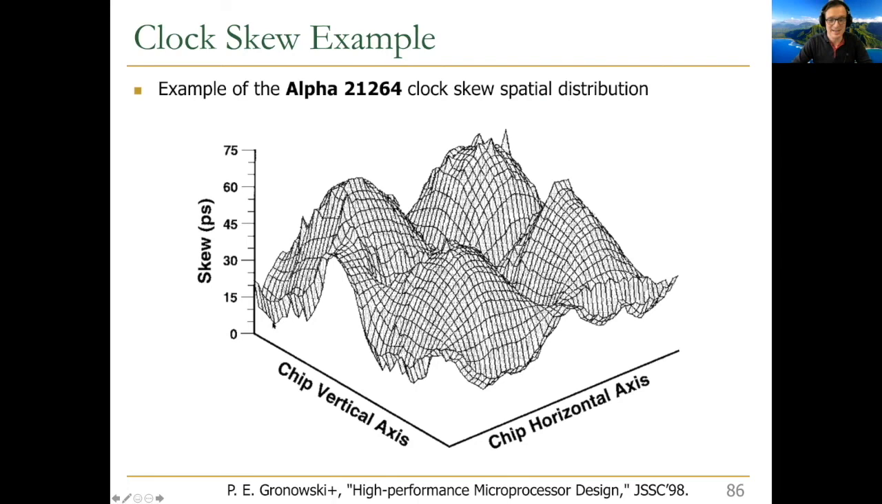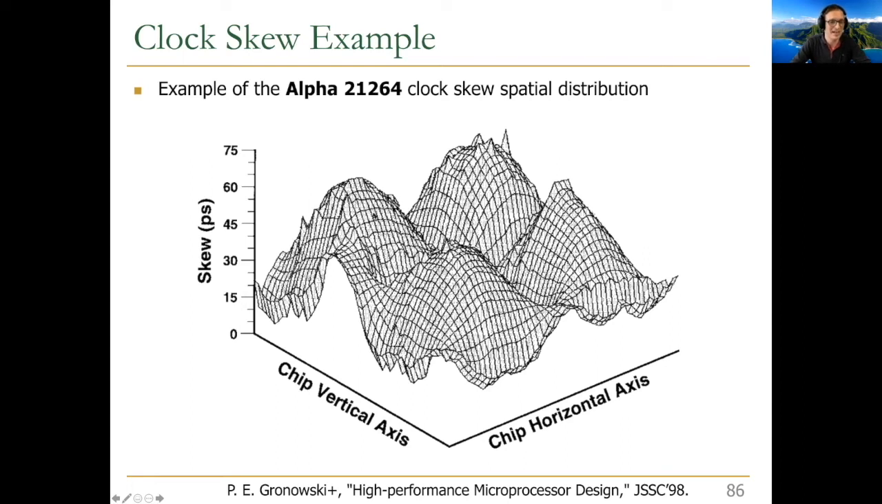And you can see that at some places the skew is very small, closer to 0, let's say. But at some places the skew is closer to 70 or 60 picoseconds. So there's a huge difference in the delay. And you can see that this looks like a mountain shape. There are 4 mountains over here.